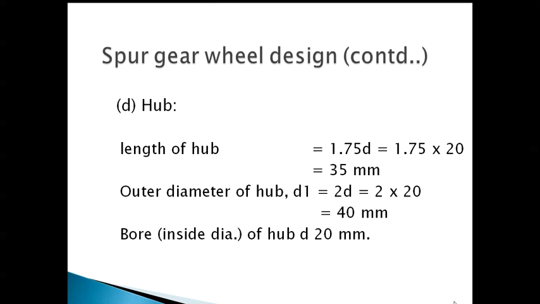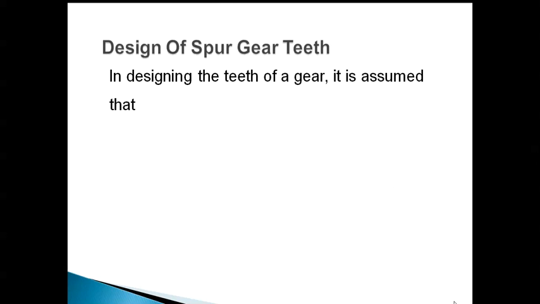So next hub, length of the hub and outer diameter of the hub can be found out by using length of the hub is 1.75D and outer diameter of the hub D1 equal to 2 into D.